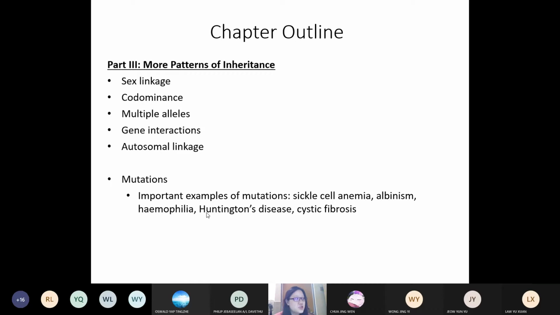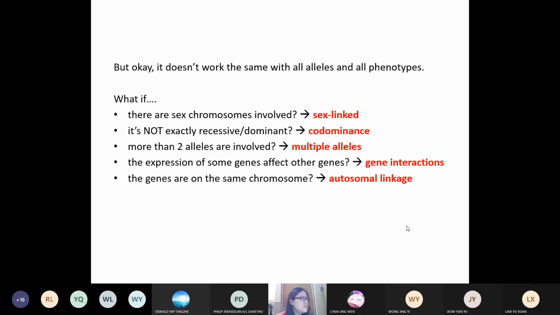And last but not least, with mutation, I am going to pre-record mutations because there's a lot of theory involved here, less of practical stuff.